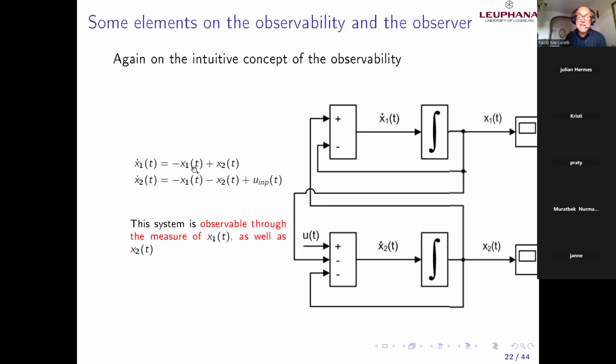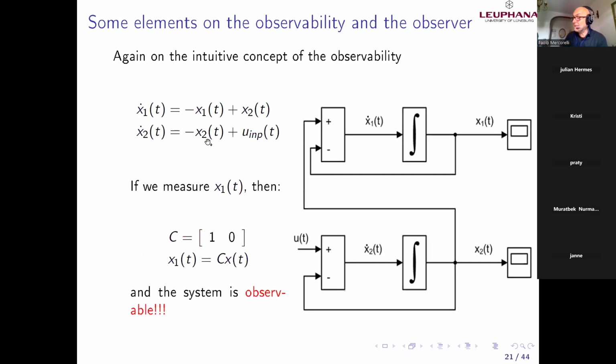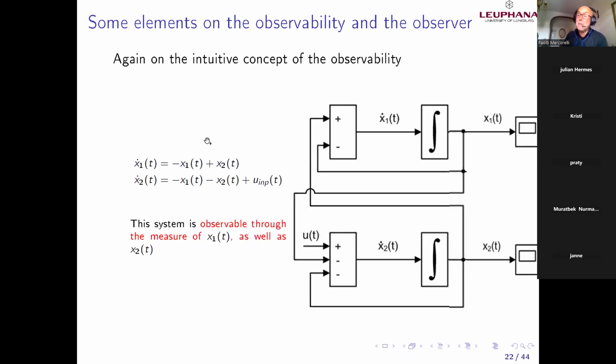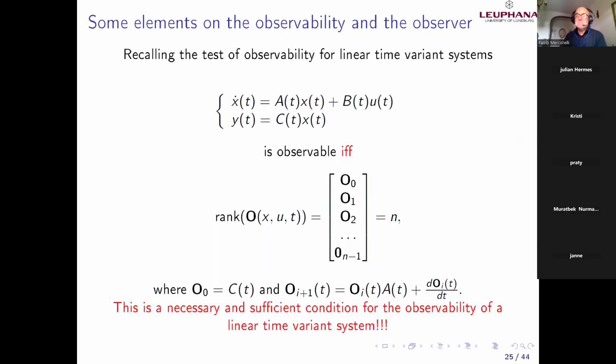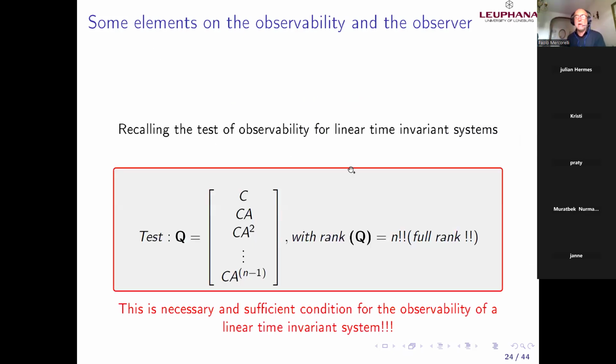The matrix A here is, look, minus 1, 1, minus 1, minus 1, which is not exactly this, because it's minus 1, 1. The first row is the same, but the second row is different, because the second row is 0, minus 1. It is not minus 1, minus 1. It's quite clear that it depends on C and A in case of a linear time invariant system.